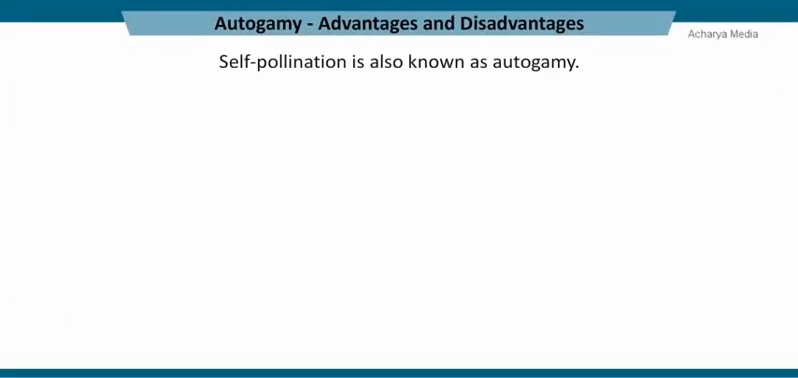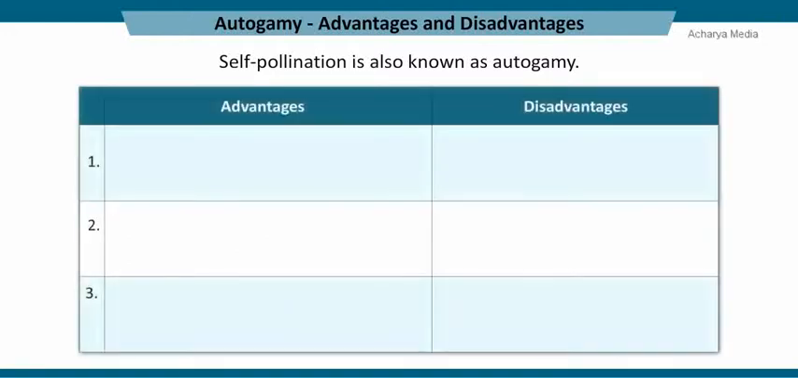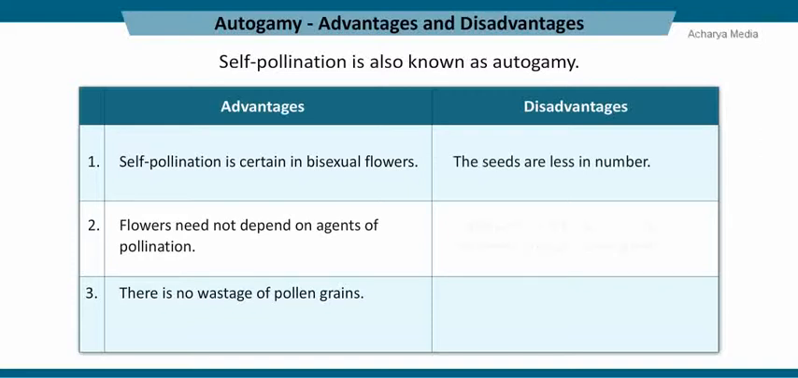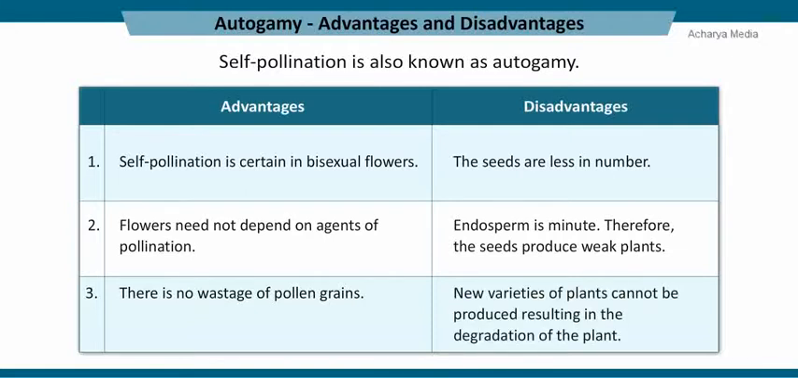Self-pollination is known as autogamy. The advantages of self-pollination are: self-pollination is certain in bisexual flowers. Flowers need not depend on agents of pollination. There is no wastage of pollen grains. Disadvantages of self-pollination: the seeds are less in number, endosperm is minute, therefore the seeds produce weak plants. New varieties of plants cannot be produced, resulting in the degradation of the plant.